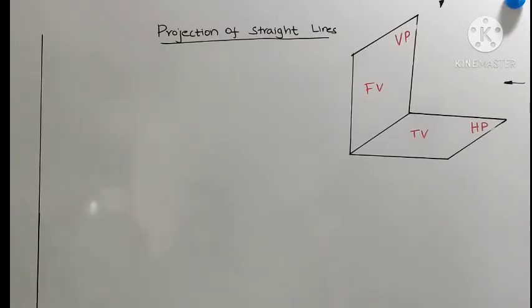Okay. So in order to obtain the projection of straight line, what we are going to do is take the projection of the ends of the straight line. The ends of the straight line are nothing but points. After taking the projection of the ends of the straight line, we will connect the ends in order to obtain the projected straight line. Okay.